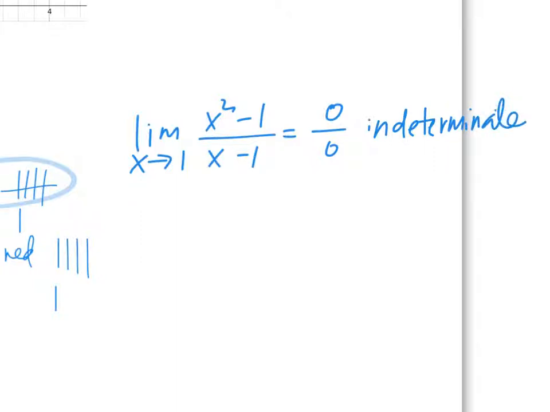Indeterminate. Okay, so we don't know. That means we don't know. Okay, this year, don't worry about it. Next year, you have to write indeterminate. So we don't know. 0 over 0 is we don't know.